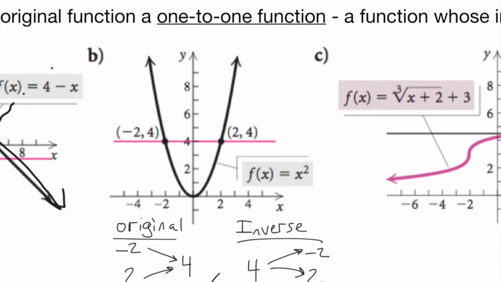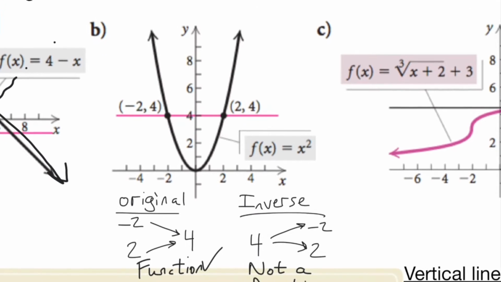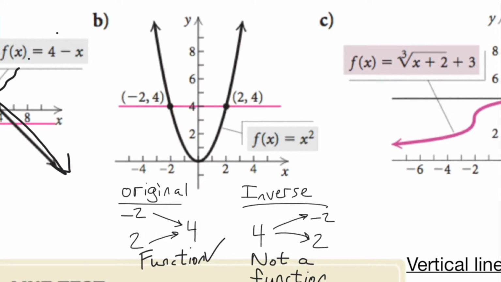Here, the function f of x equals x squared. The original, as plotted, is definitely a function. You take negative 2 and it goes to 4. You take positive 2 and it goes to 4. Every input has exactly one output. But as soon as you take the inverse, you notice that 4 as an input has negative 2 and positive 2 as an output. So therefore the inverse is not a function.